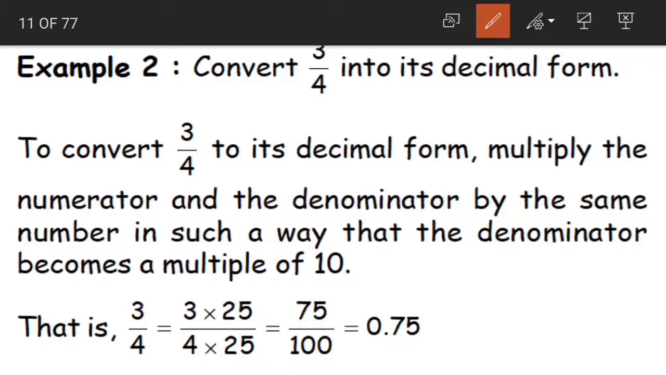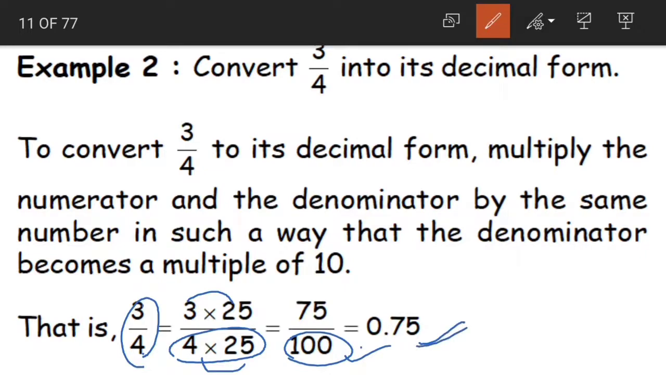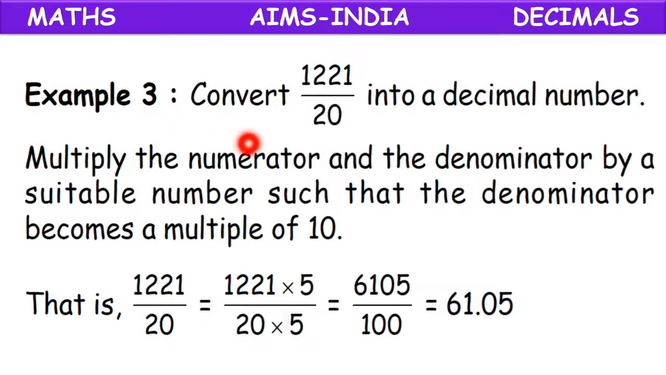Yes, to conclude, what did we do? First, we had 3 by 4. Then we multiplied both 3 and 4 with 25. Why only 25? Because 4 into 25 will give us 100, which will make it easier to convert it into a decimal number. Yes, we have to multiply with the same number. 3 into 25 is 75, 4 into 25 is 100, which is equal to 0.75. Understood, children?